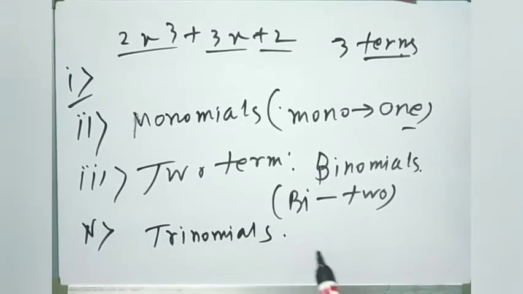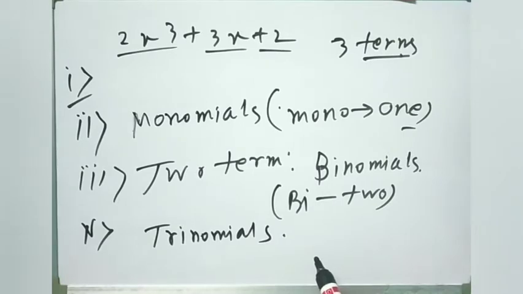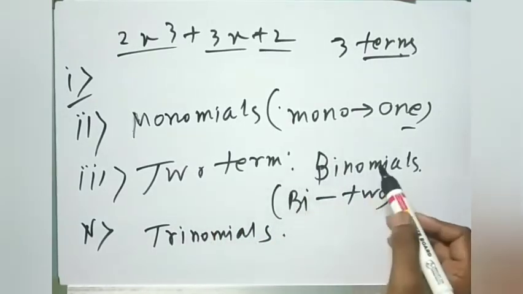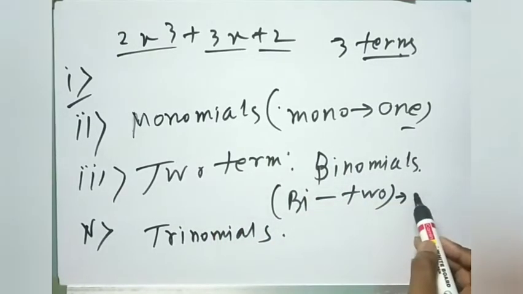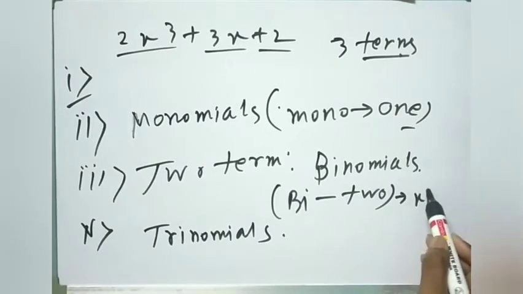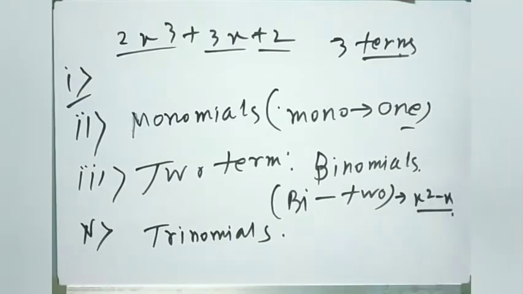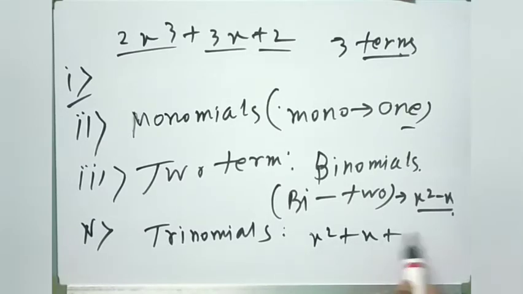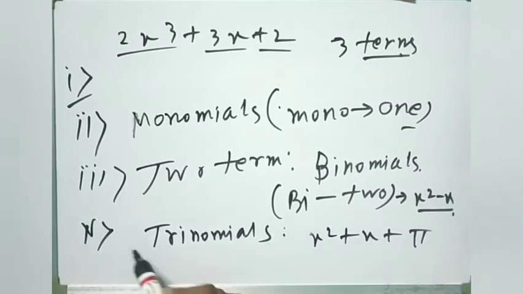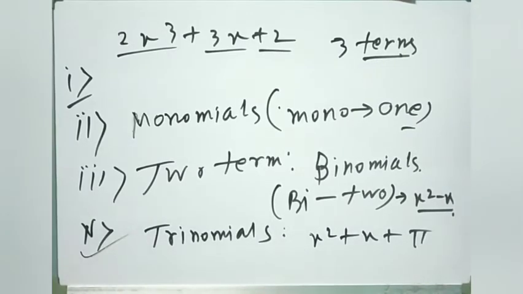I'm giving you an example of a binomial. We can say x square minus x is a binomial. For a trinomial, you can say x square plus x plus 5, that is given in your book. So this is a trinomial.